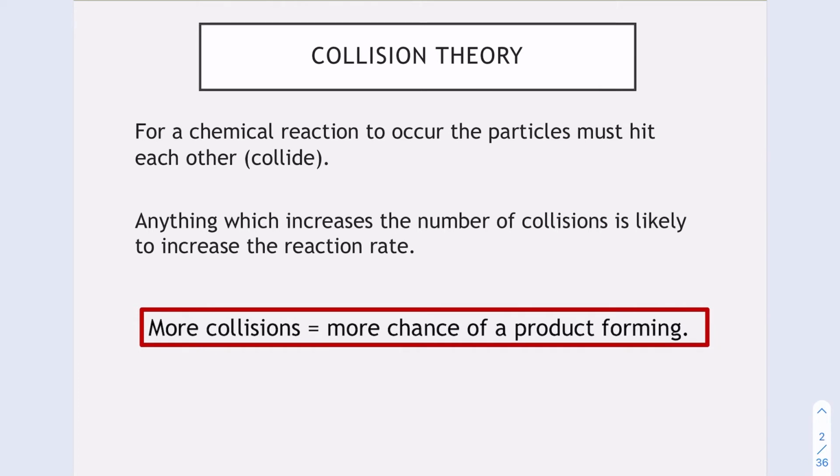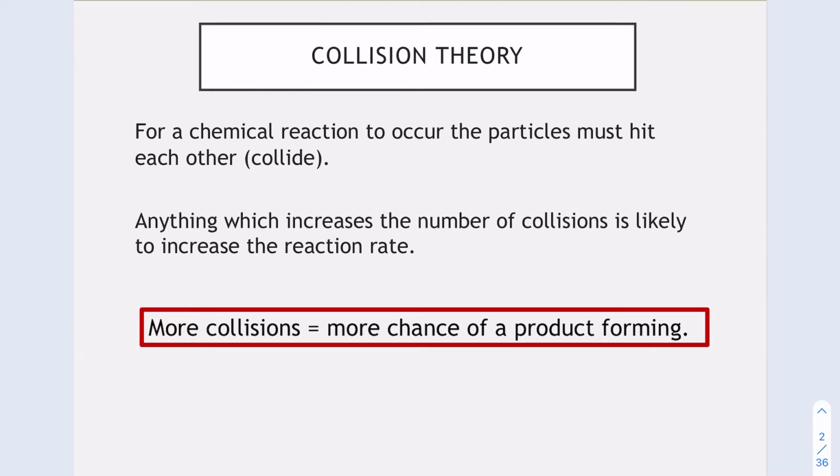So let's go back to something called collision theory. For a chemical reaction to occur, your particles must collide with each other. Anything that increases the number of those collisions is likely to increase the reaction rate. Now there isn't a direct link between the two. Just because you have increased the number of collisions doesn't mean that you're going to increase the reaction rate.